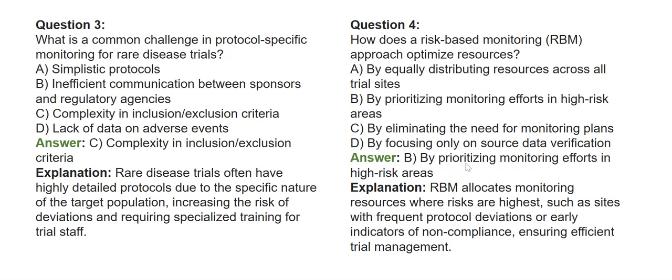It is B, by prioritizing monitoring efforts in high-risk areas, meaning the monitoring process will be highly prioritized in high risk areas. It does not mean that monitoring will not be conducted in low risk areas, but it's highly prioritized in high risk areas. As RBM, risk-based monitoring allocates monitoring resources where risks are highest, such as sites with frequent protocol deviations or early indicators of non-compliance, ensuring efficient trial management.